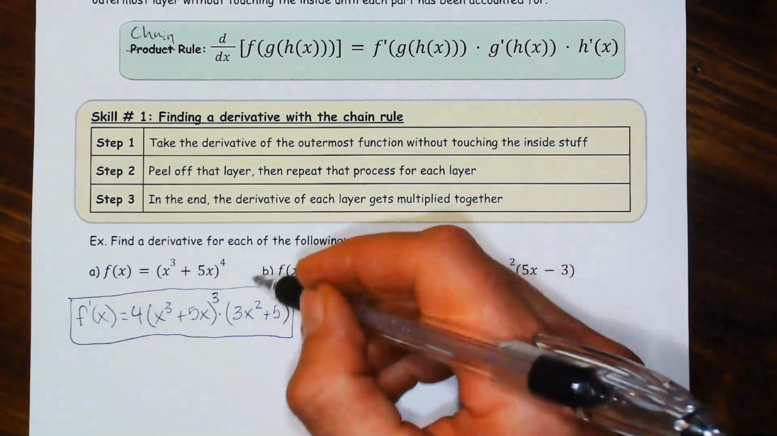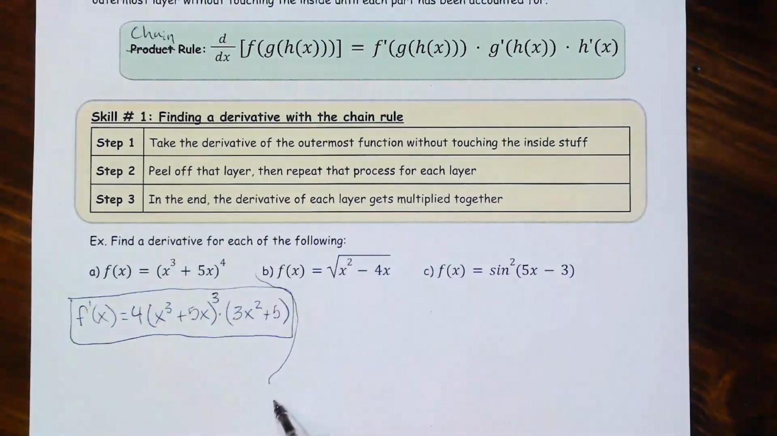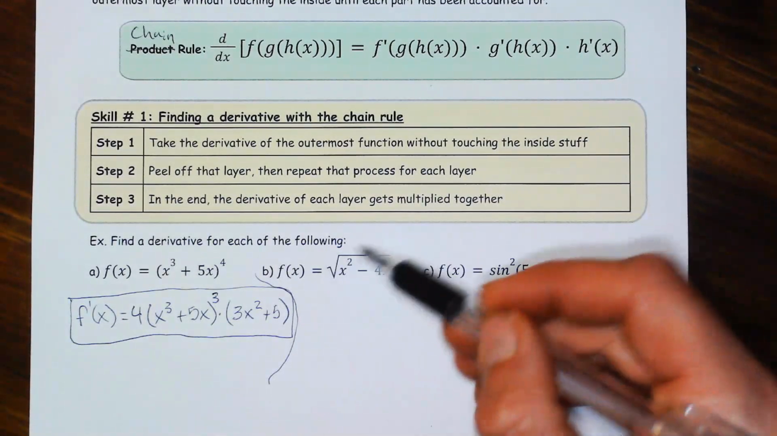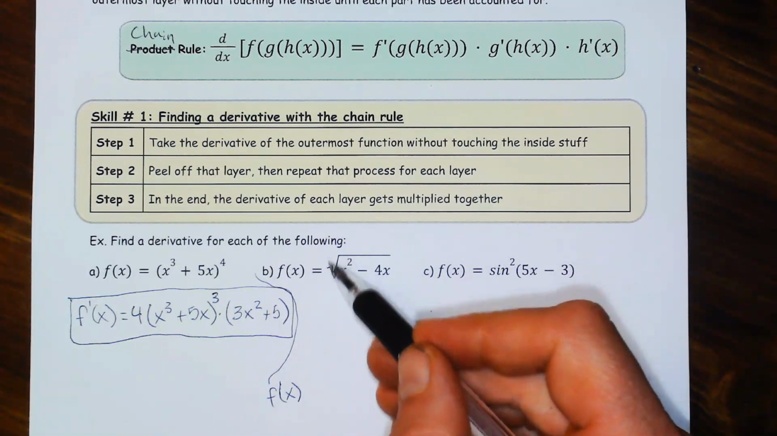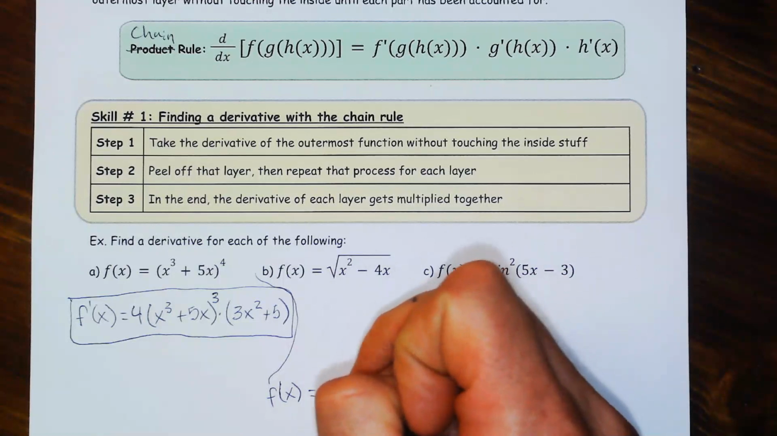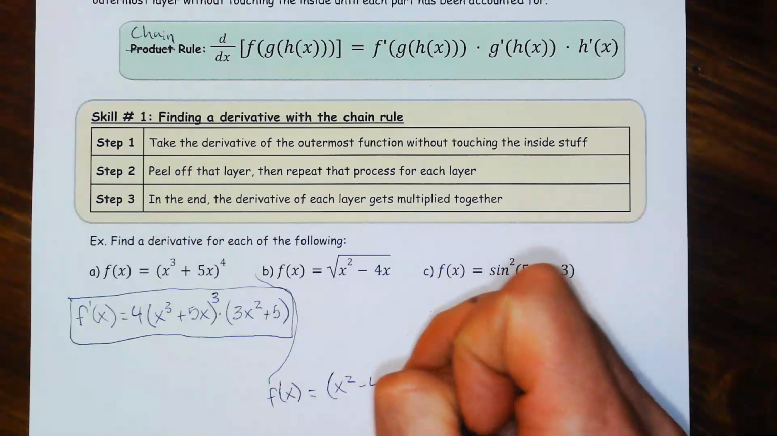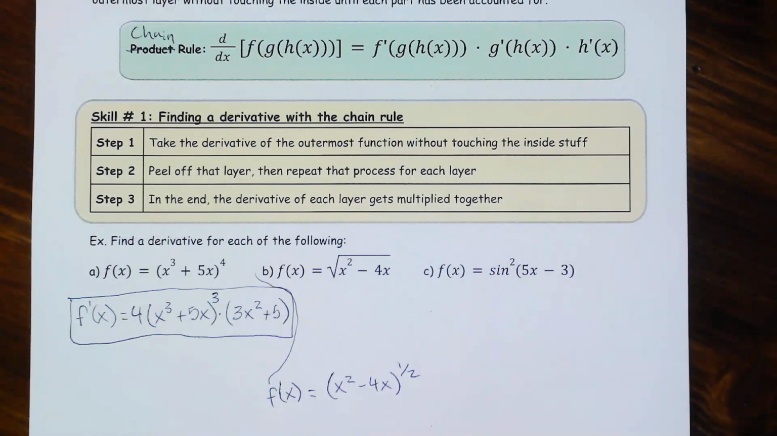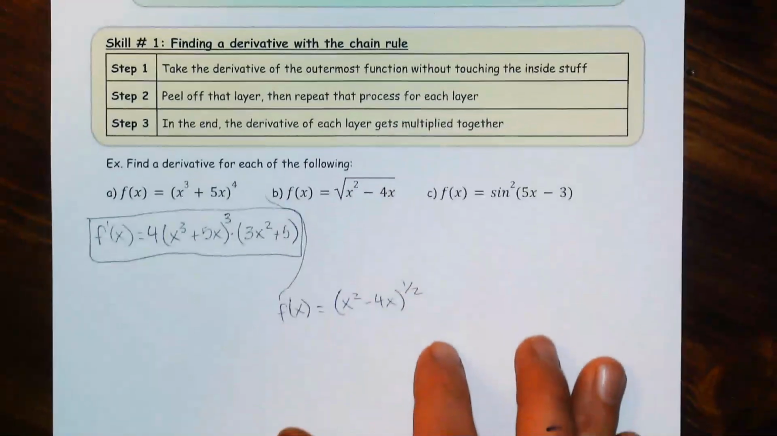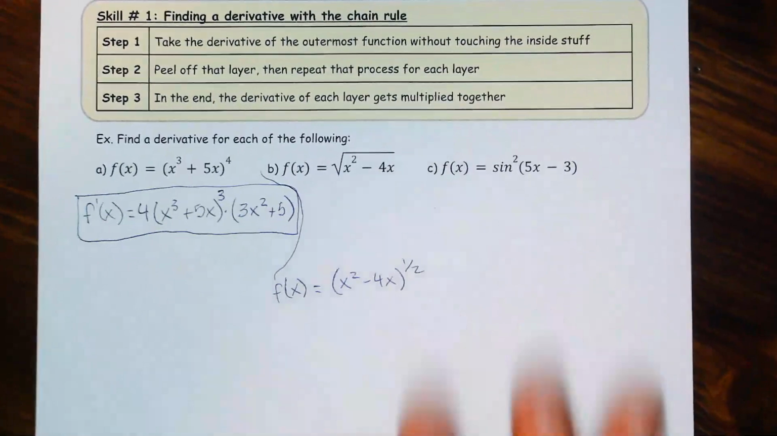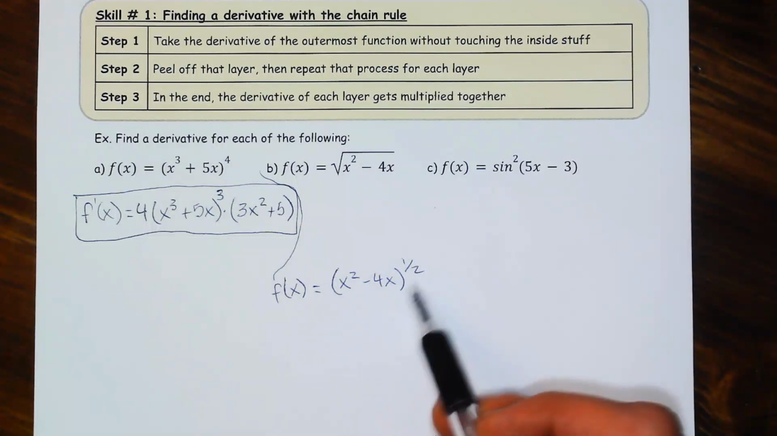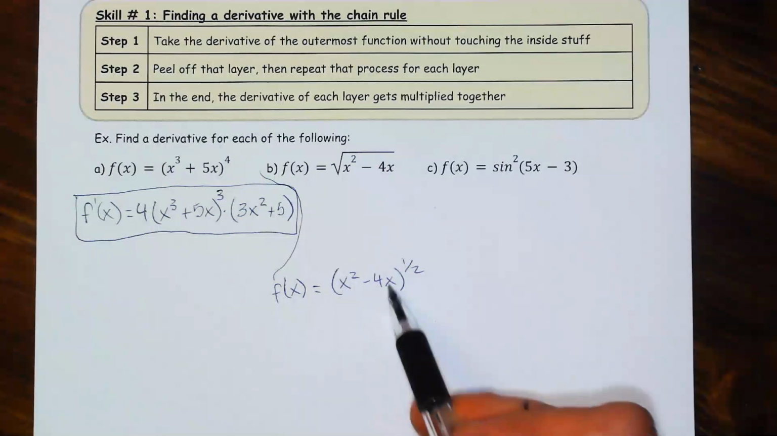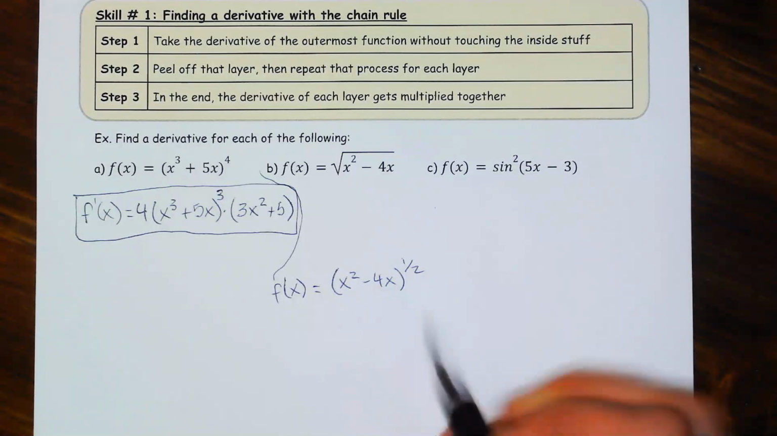Again, I didn't leave myself a ton of room, so I'm going to work down here. Again, I have an f of x where I have an outside function, the square root, which we can rewrite as x squared minus 4x to the 1/2. I'm going to scooch this up a little bit so I can use the bottom of my page here. F of x equals this guy right here. Again, I have an outside exponent and then inside values of x as well.